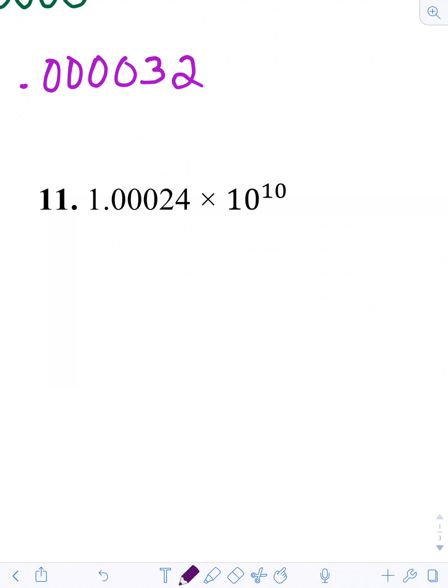Okay. Number 11. Again, I'm going to highlight where my decimal is, which is right here behind the 1. Since I have a positive exponent, I know I'm going to the right because it's going to be a big number, and I have to do this 10 times. So 1, 2, 3, 4, 5, 6, 7, 8, 9, 10. I'm going to fill those in with zeros. And I'm going to rewrite this.